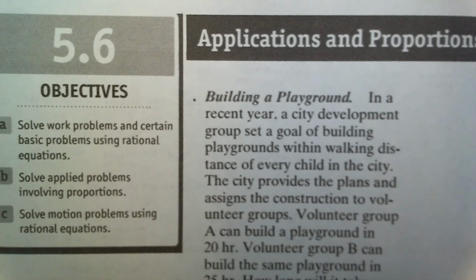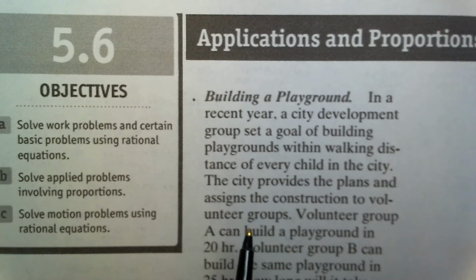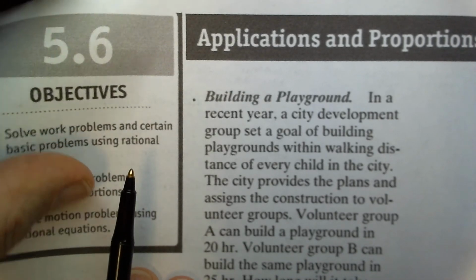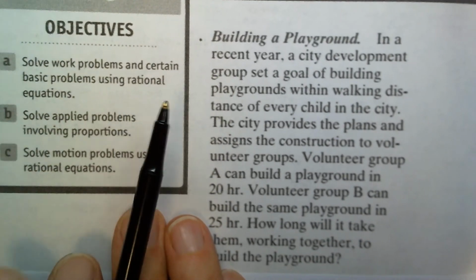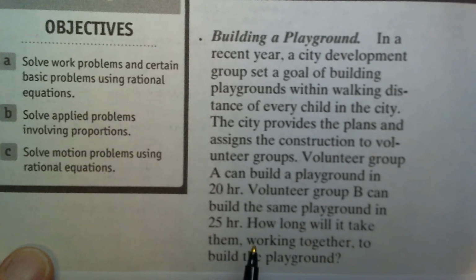The first thing we're going to look at has to do with work. Here the city wants to develop playground sets within walking distance of every child in the city. The city provides the plans and assigns the construction to volunteer groups. So here's the essence of it. Volunteer group A can build a playground in 20 hours. Volunteer group B can build the same playground in 25 hours. How long will it take for them working together to build the playground?